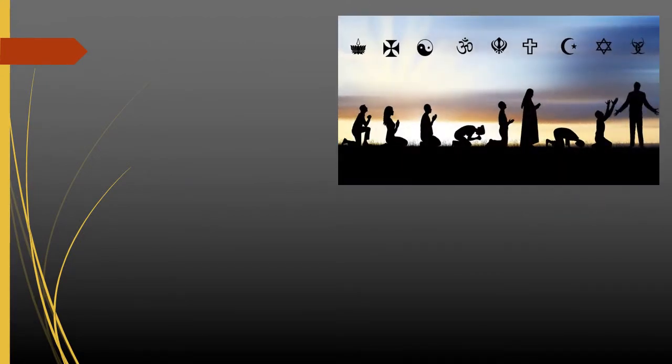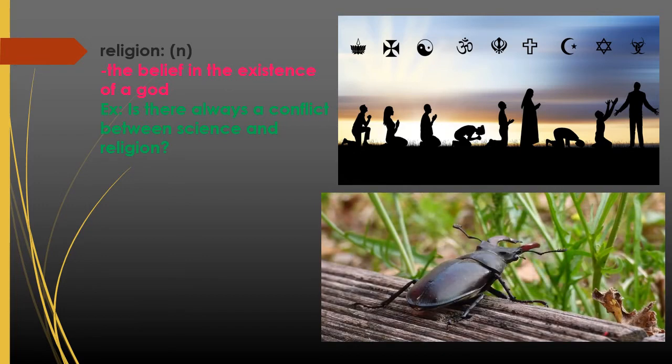What can you see here in this picture? Okay, I can see here some people who are praying. So what is the word? Religion. Religion. It's a noun. What do I mean by religion? The belief in the existence of a God. For example, is there always a conflict between science and religion? What do I mean by conflict? Argument.